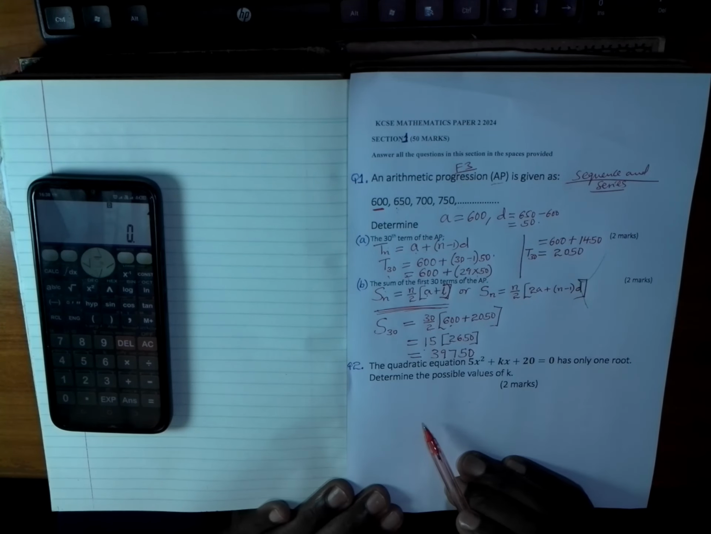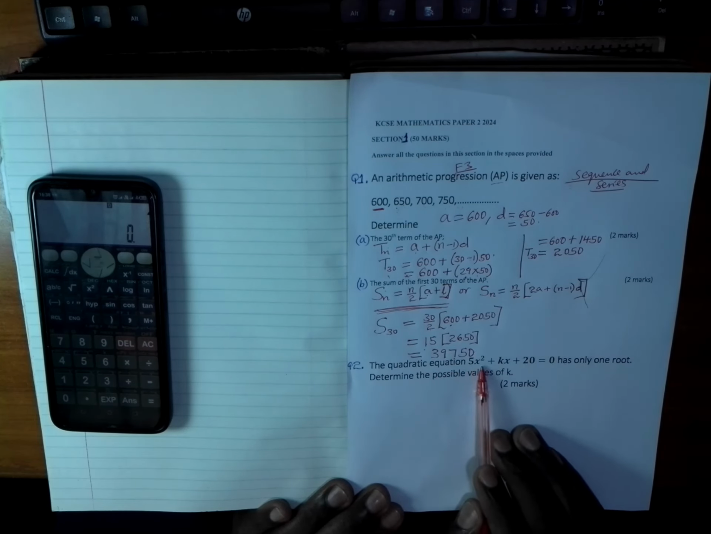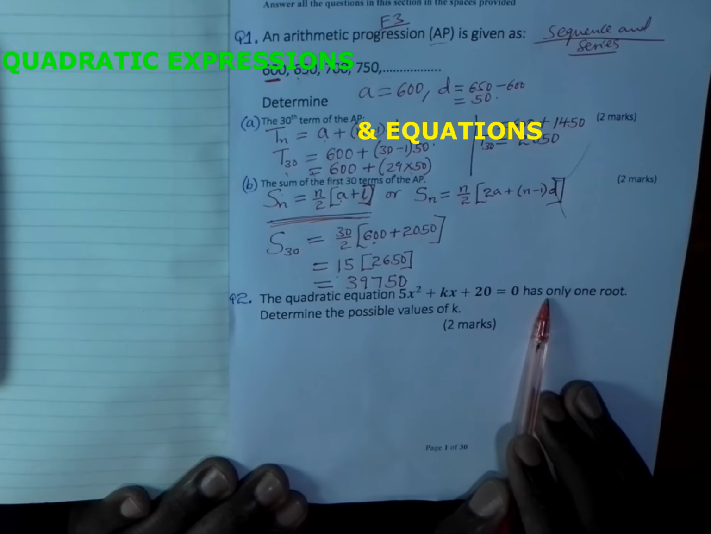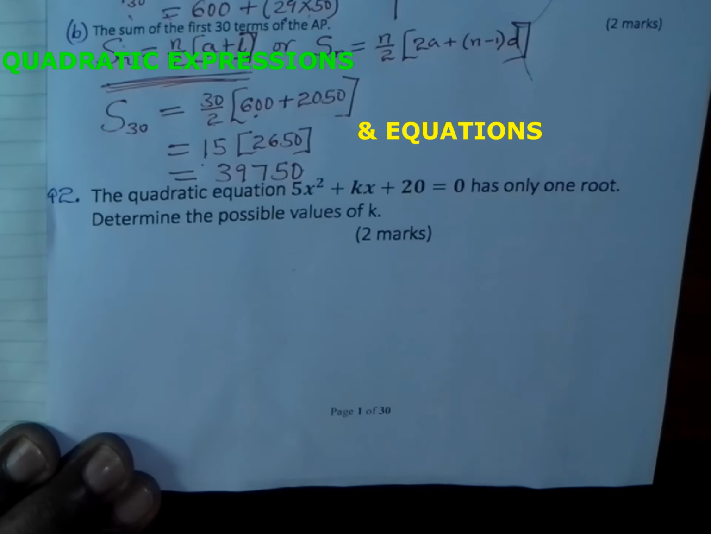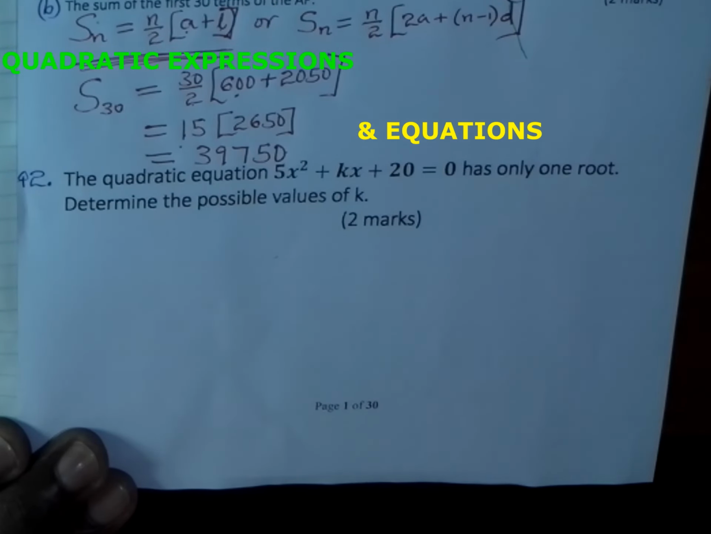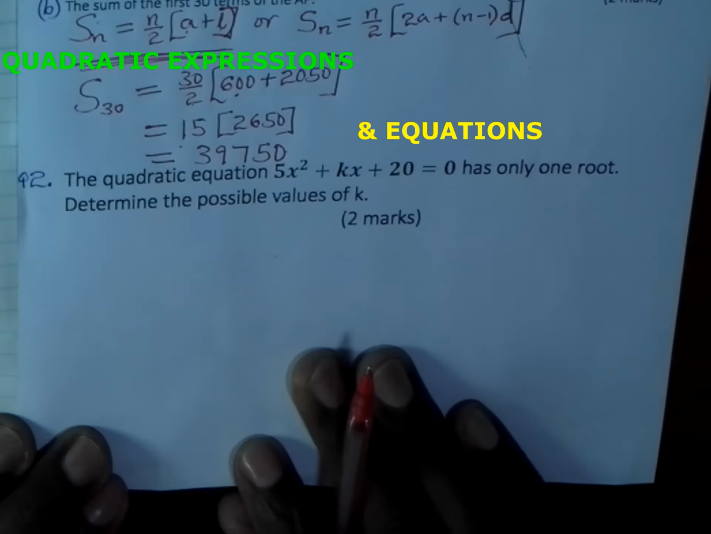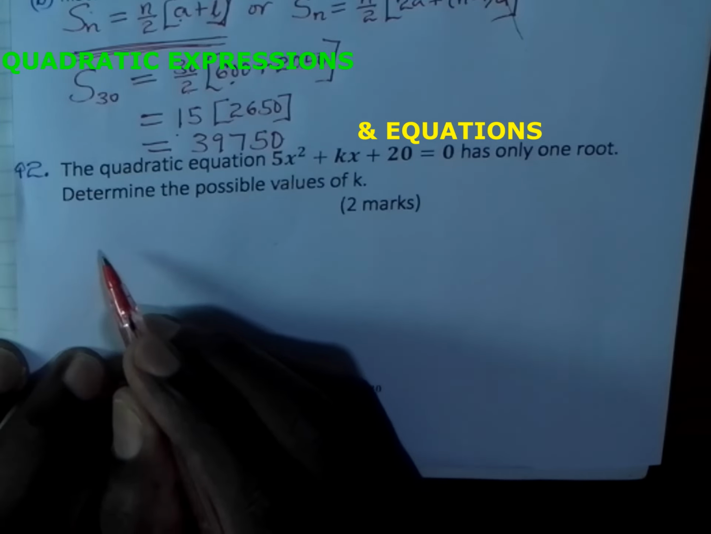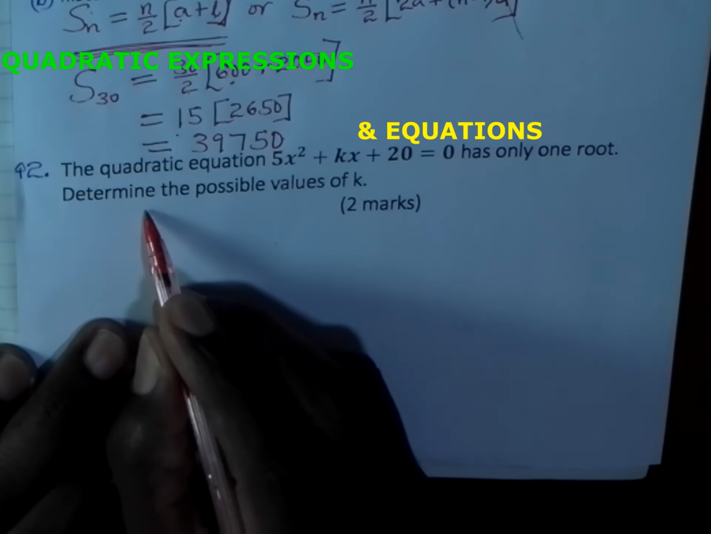We proceed to question number 2. The quadratic equation 5x squared plus kx plus 20 is equal to 0 has only one root. Determine the possible values of k. So how are we going to determine the possible values of k? So for this case, this is actually a repeated root. It's a repeated root, and therefore, for repeated roots, it has the same solution, the value of x.